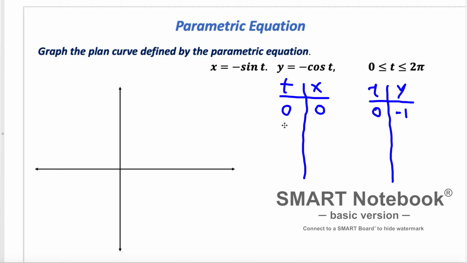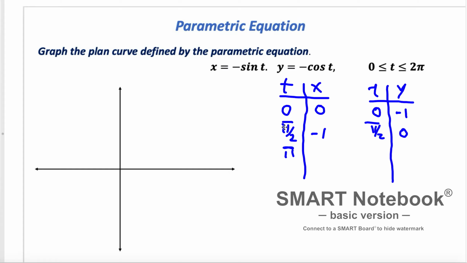Now I'm going to take pi over 2. Sine pi over 2 is 1, but because I have minus here, it's minus 1. And cosine pi over 2 is 0. Doesn't matter what the sign is. So let me write here pi over 2. This is 0.